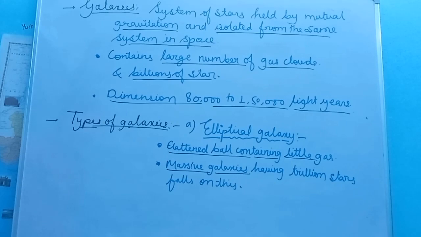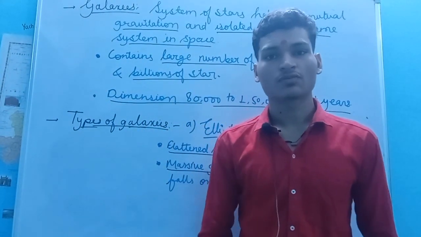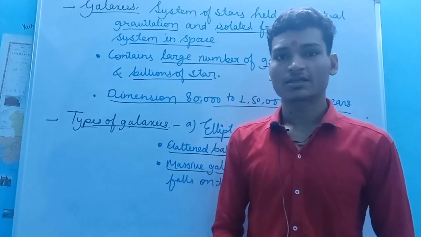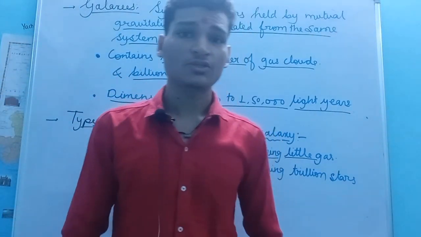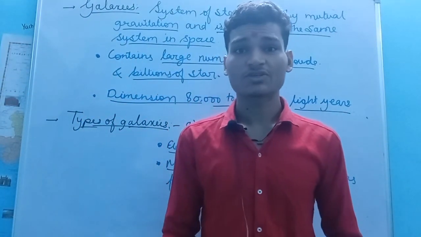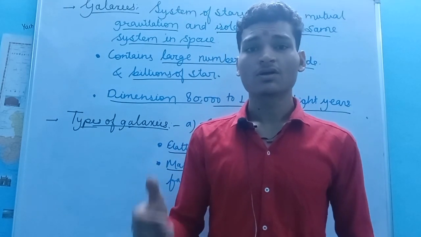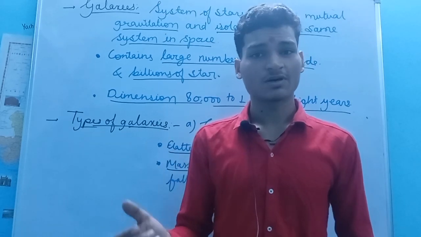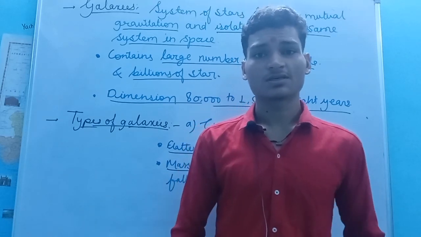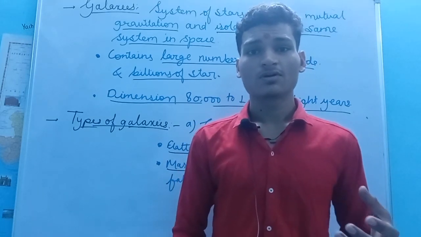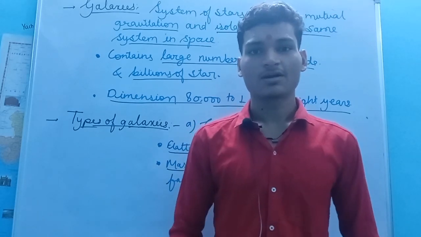Okay friends, after celestial bodies, we will discuss the galaxies and their types. So what are galaxies? Galaxies are systems of stars held by mutual gravitation and isolated from other such systems in space. Their dimensions are between 80,000 to 1 lakh 50,000 light years. A light year is a unit that is used to measure distance when we talk about the universe.